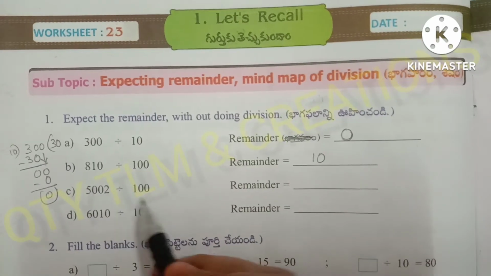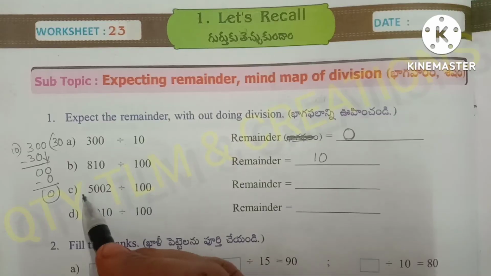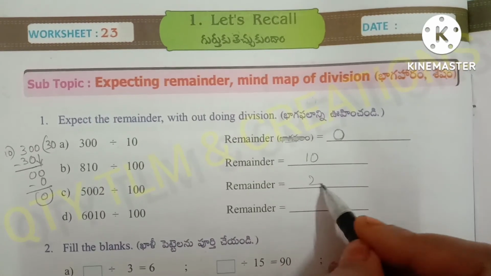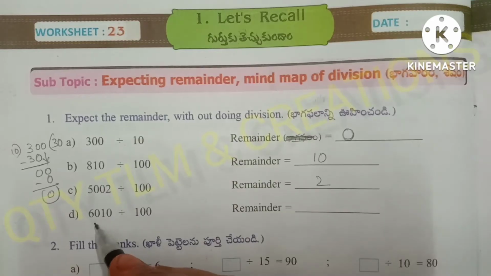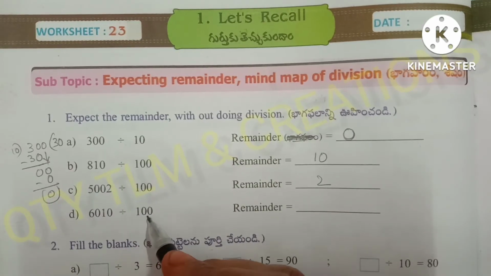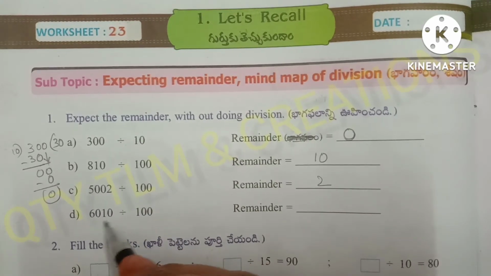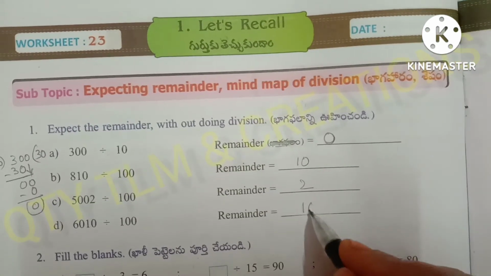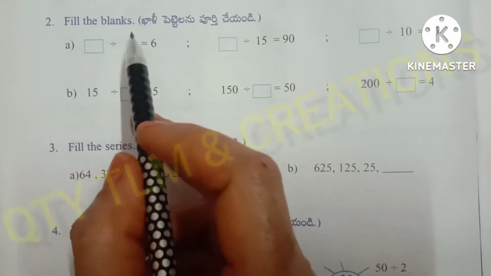Next, 5002 divided by 100. Here 100 divides 5002 for 50 times and remainder is 2. Next D, 6010 divided by 100. 100 divides 6010 for 60 times and remainder is 10. Next question, filling the blanks.